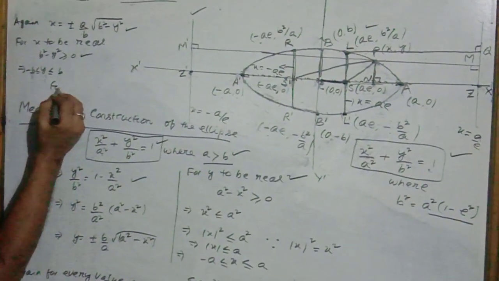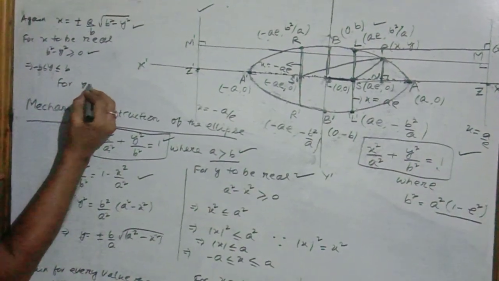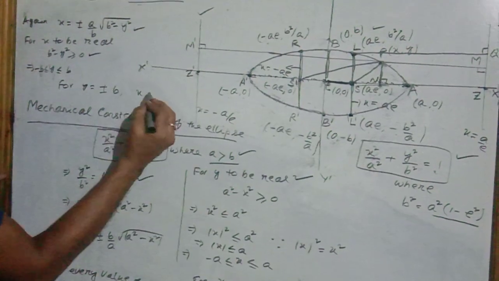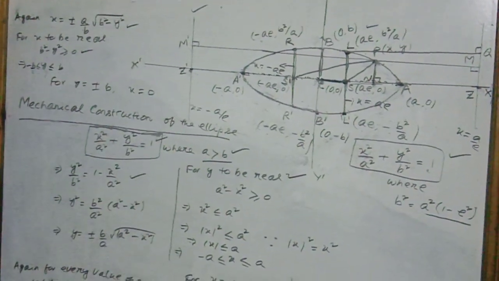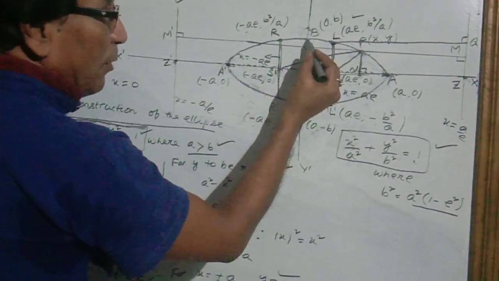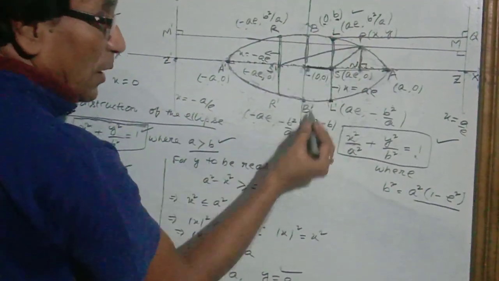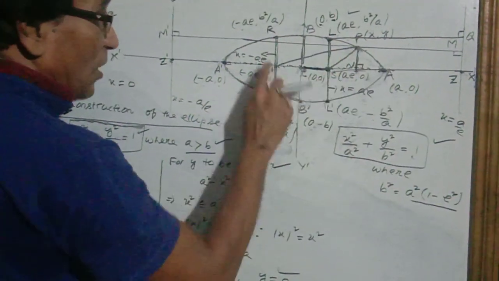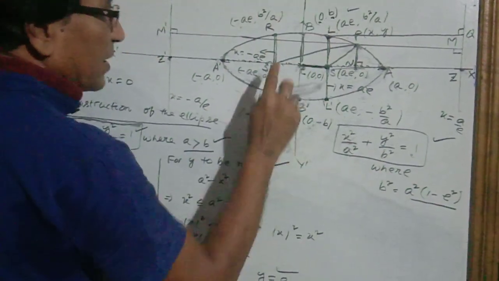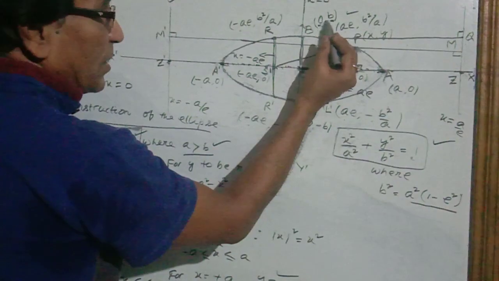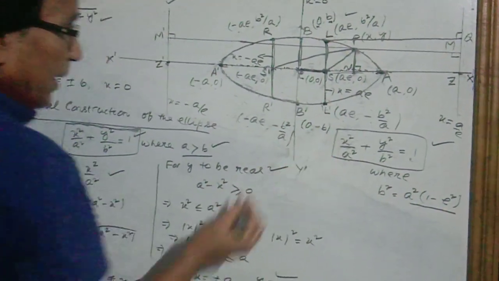So for y equal to ±b, we are getting that x is equal to 0. That means when you take y equal to b, we are getting that x is equal to 0. That means this curve is intersecting the line x = 0, the y-axis, at the points (0, b) and (0, −b).